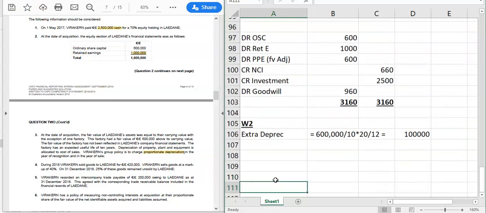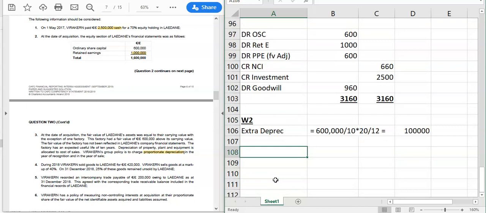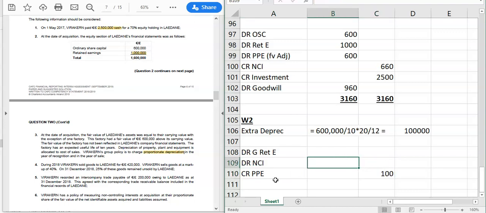Okay, so then you're not asked for it here, but no harm to know the debits and credits. That will be debit, group retained earnings, debit NCI, and credit PP. You're charging extra depreciation 100,000. That's 30, and that's 70 because you're splitting 70-30. I've just dropped the last 3 zeros.